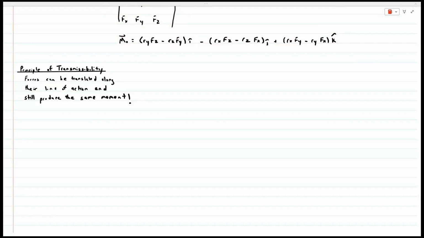Let's move on to the principle of transmissibility. The principle of transmissibility basically says that forces can be translated along their line of action and produce exactly the same moment.